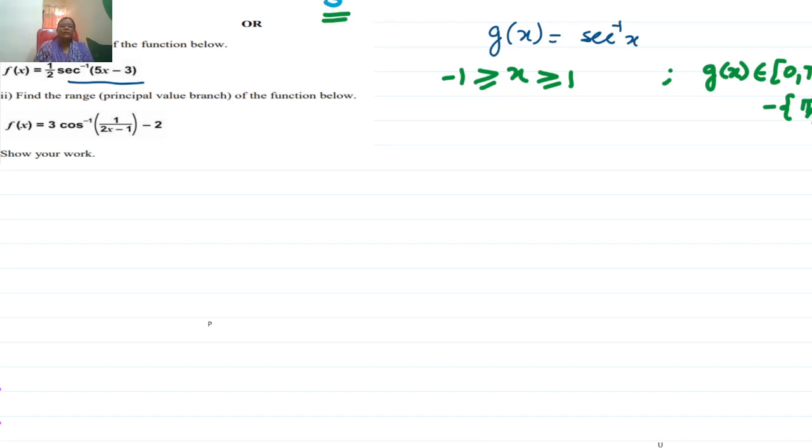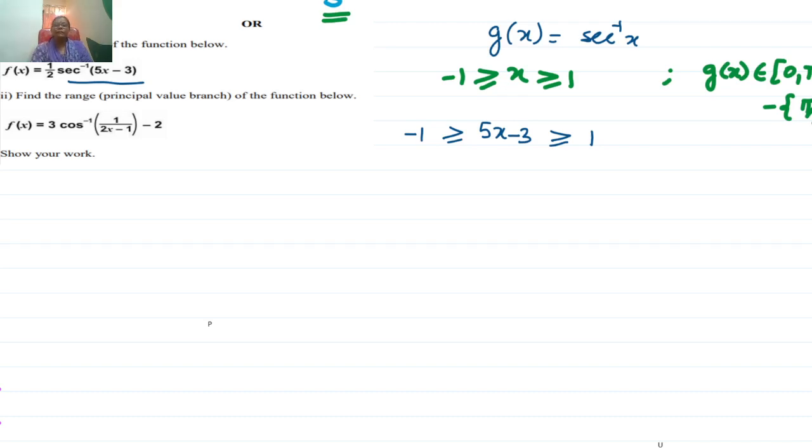So what do we have? What is given as sec inverse of 5x minus 3, that is 5x minus 3 should be greater than or equal to 1, or less than or equal to minus 1. Now this is an inequality, and this is a question of 2 marks. Of the 2 marks, there are 2 parts. So obviously this will carry 1 mark. So the simplification part, you don't have to explain in detail.